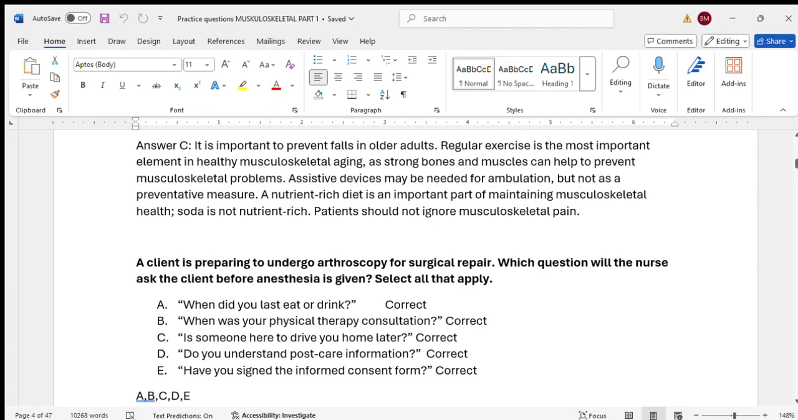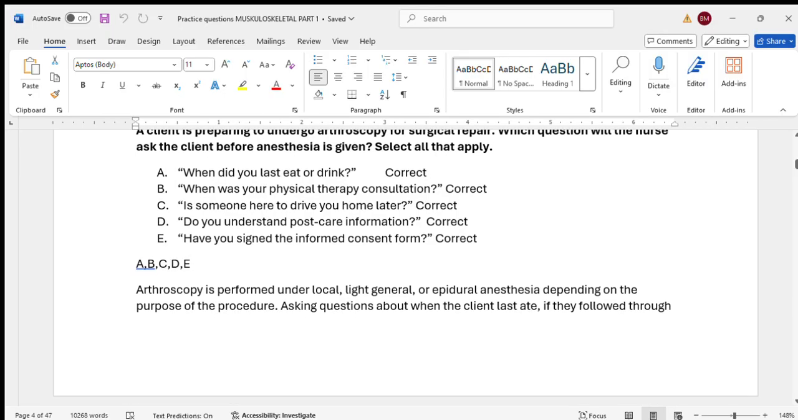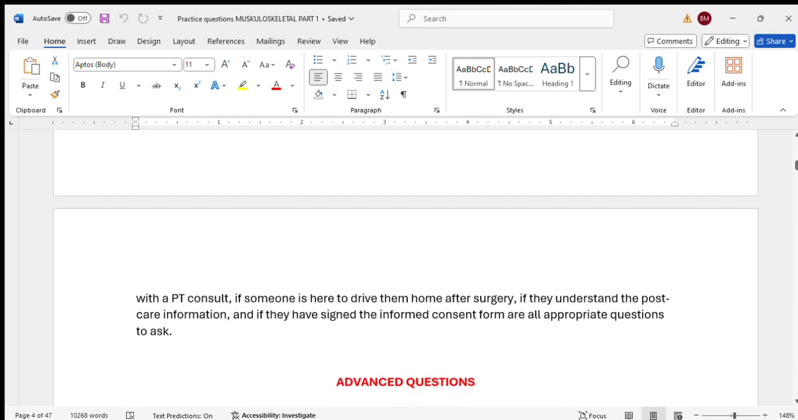that's correct. When was your physical therapy consultation? Because in that moment, the physical therapist is going to tell the patient they are going to give you anesthesia, and this is what is going to happen during the surgery. So that is also correct. Is someone here to drive you home later? Yes, the patient is under anesthesia. Do you understand the post-care information? Okay, that's good to know also. Have you signed the informed consent form? Is that the most important? All of them are very important, and all of them are correct.